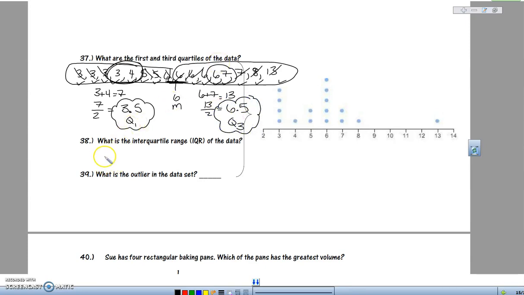Okay, interquartile range. I'm going to take my 6.5, subtract the 3.5. When I do that, I get a plain old 3. Outlier is the number that doesn't belong, and that's the 13.